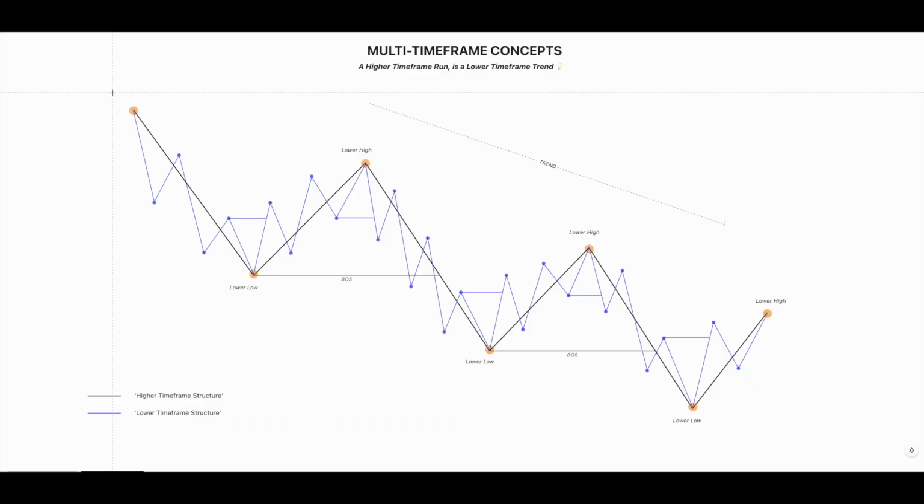Now, within those higher time frame runs, if we were to then look at a lower time frame, we would typically see full trends within those higher time frame runs. So let me explain. Starting here, we can see that our higher time frame is clearly bearish, making a series of lower lows and lower highs, right? Exactly the same as the first diagram.